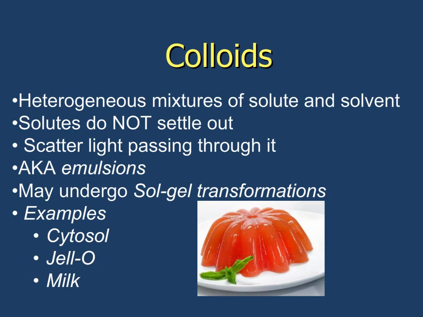Now, a second type of mixture is something called a colloid. A colloid is a heterogeneous mixture of a solute and a solvent. Now, by heterogeneous, I mean that the solute molecules are not evenly distributed throughout the solvent. The solutes here do not settle out, but they do scatter light that passes through the colloid, and for this reason, colloids are sometimes called emulsions. Colloids may undergo sol-gel transformations. That is, sometimes they'll be more liquid-like, and sometimes they'll behave more like a solid. Now, examples of colloids include Jell-O, which you see at right, and within the body, things like breast milk and cytosol are also examples of colloids.